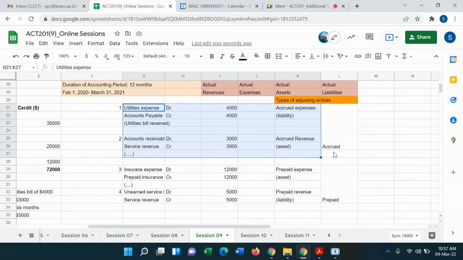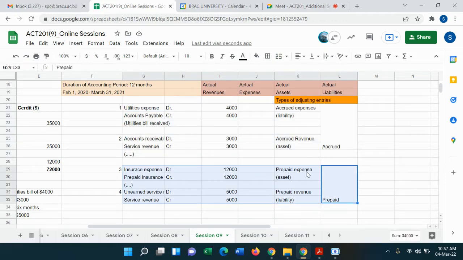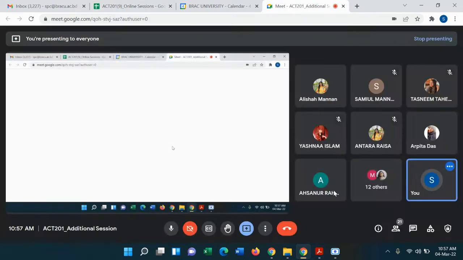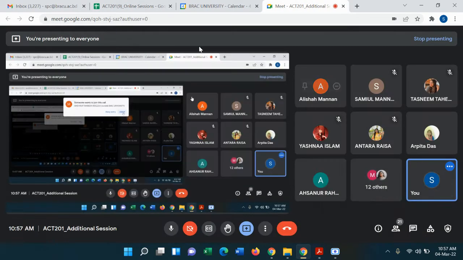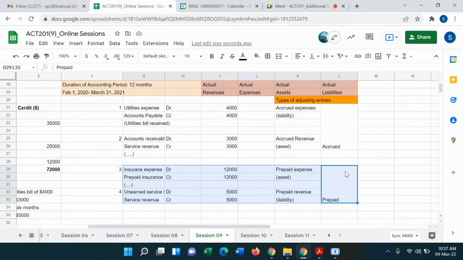So if it is related to accrued information, you don't have to look into the trial balance for the adjustment. But if it relates to prepayment or pre-receipt, then we have to look at the trial balance, what has been recorded here and how much we need to adjust with the trial balance information. This is the very basic thing.